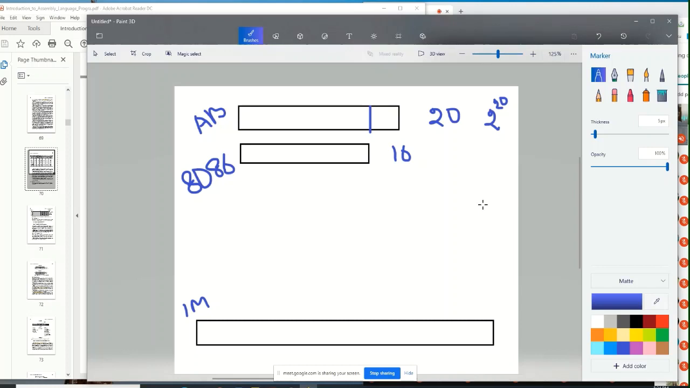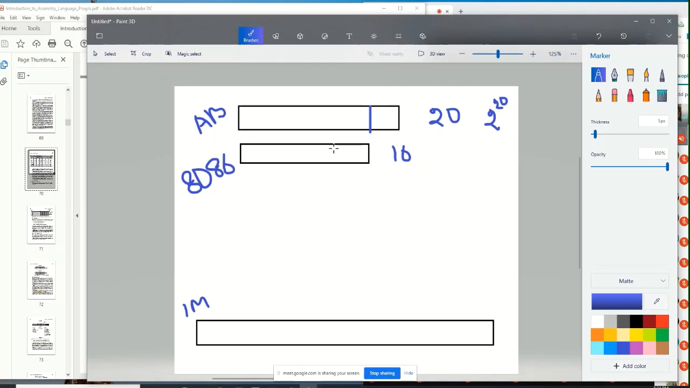So the solution for the 8086 is that, instead of using a 20-bit address, we are now going to use a 16-bit address. Now the size of the address is 16-bit.